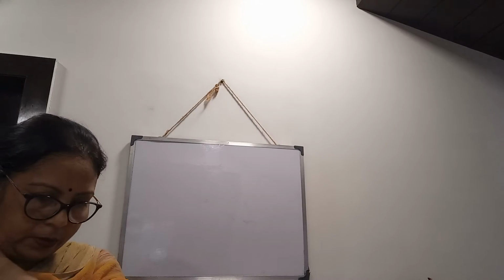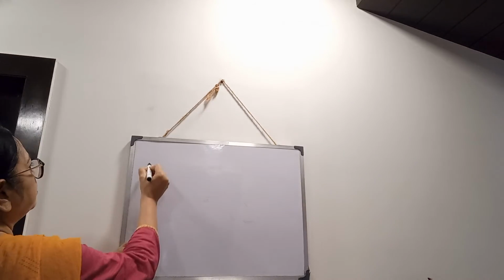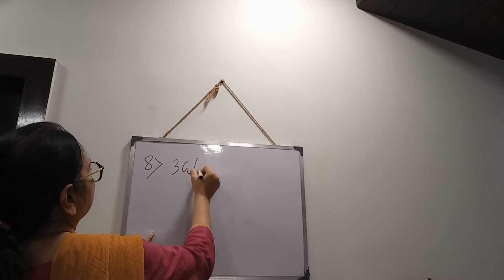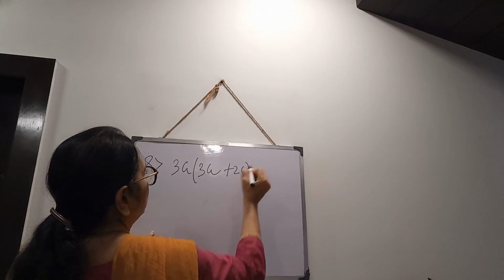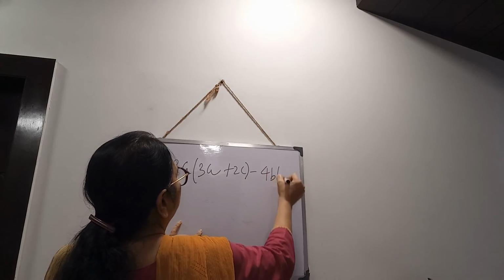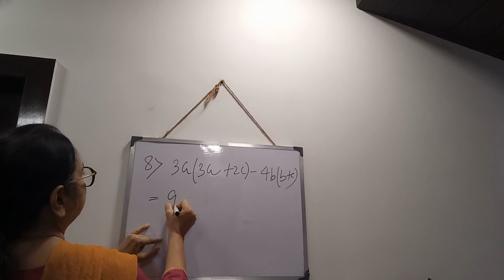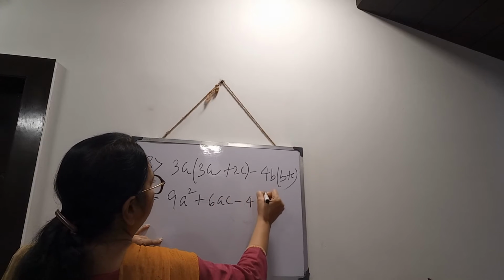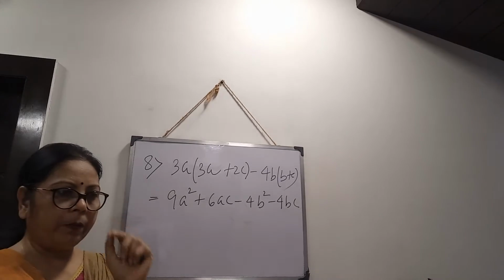If the sum is this type, number 8, 3a into 3a plus 2c minus 6 minus 4b into b plus c. So first just open the bracket by multiplication: 9a square plus 6ac minus 4b square minus 4bc. Clear? Just open the bracket by multiplication.